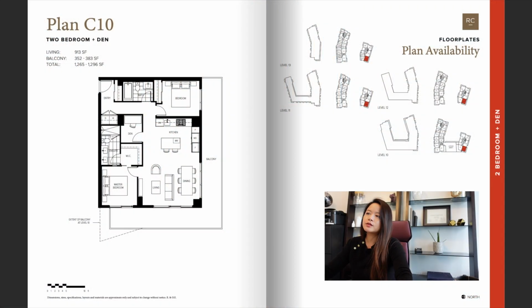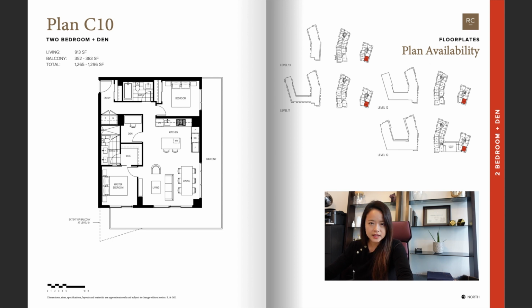So right now we are looking at a 2-bedroom and den floor plan. This is a floor plan from Richmond Center, one of their newest projects coming up in Richmond. This is plan C10, and on the left side here we have the floor plan itself, and on the right side we have the floor plate.